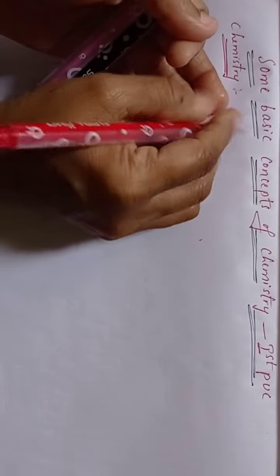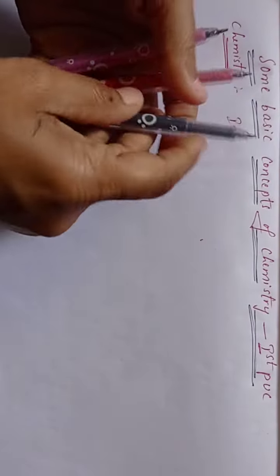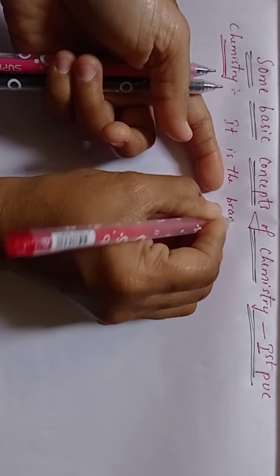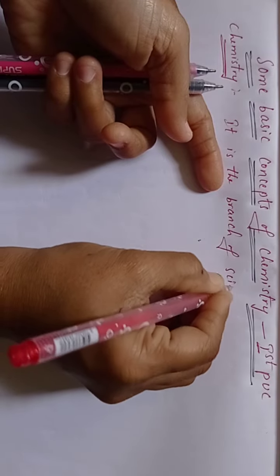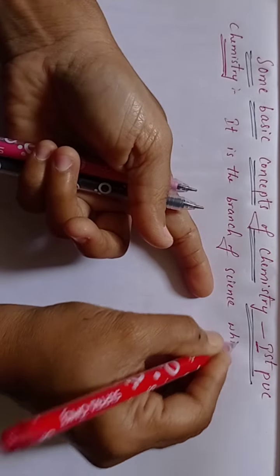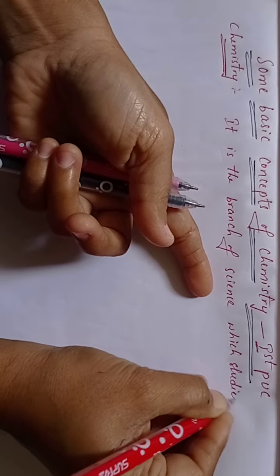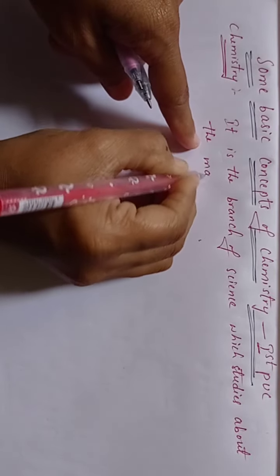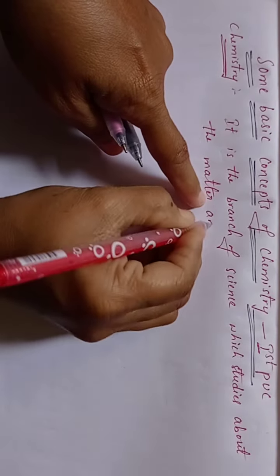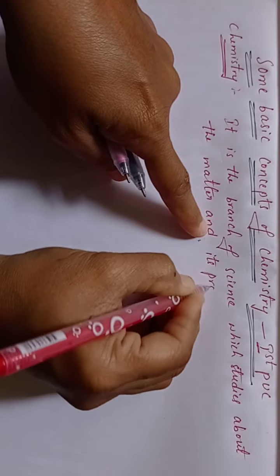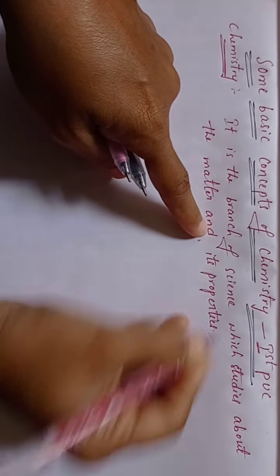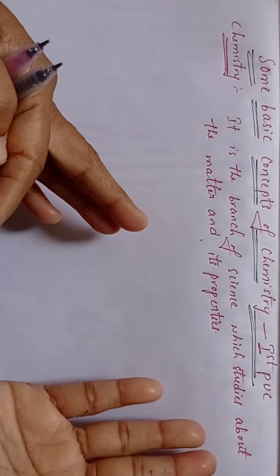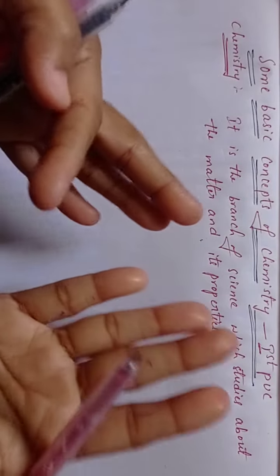What is chemistry, students? Chemistry is the branch of science which studies about matter and its properties. Correct? So this is the definition of chemistry, students. It is the branch of science which studies about the matter and its properties.